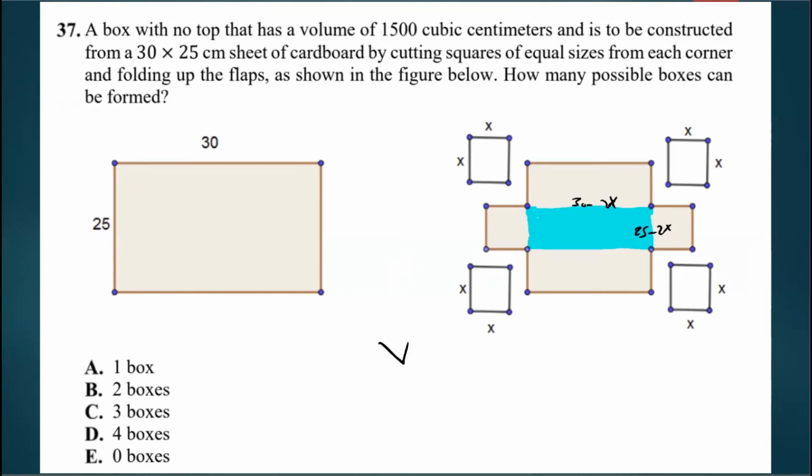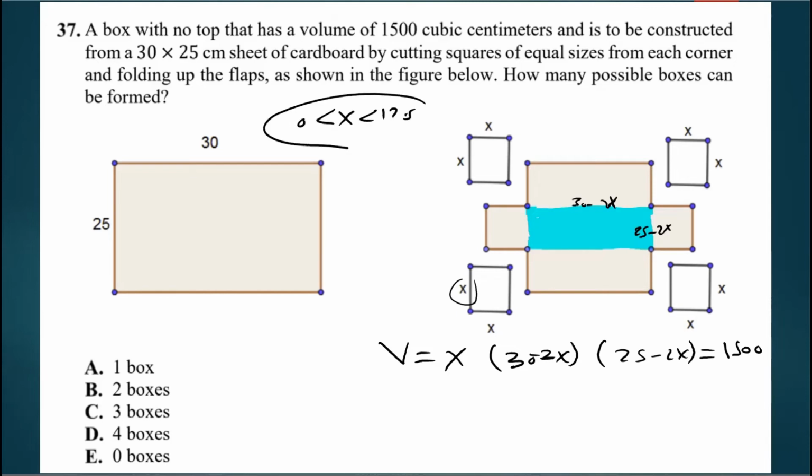So the volume is x multiplied by 30 minus 2x and 25 minus 2x. This is equal to 1500. I now need to figure out how many possible boxes there are. So I need the values of x, and I know x cannot exceed 12.5. So I need to search for x between 0 and 12.5.